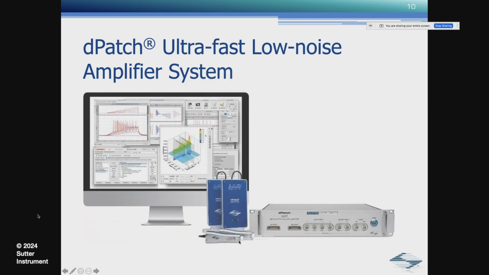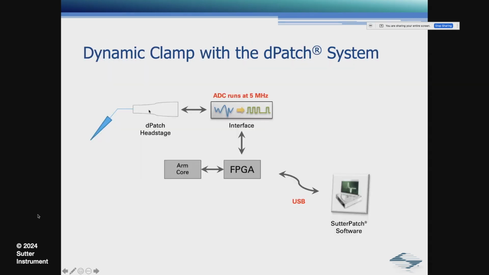Here is the D-Patch ultra-fast low-noise amplifier system, and in essence it looks like this. We have the head stage, then an interface, and then an FPGA, a field programmable gate array, and also two ARM core processors in the system. They give you a lot of computing power, and they take the place of the dynamic clamp computer, the second computer that I had on the previous slide.